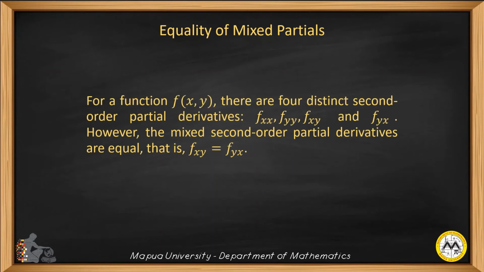Okay, recall that if you are given a function f of xy, then there will be 4 distinct second partial derivatives. However, the mixed second order partial derivatives of this particular function are said to be equal. That is, f sub xy is equal to f sub yx, meaning the second order partial derivative of f first with respect to x followed by the partial derivative with respect to y would equal the second partial derivative of f done first with respect to y, then followed by a partial derivative with respect to x.